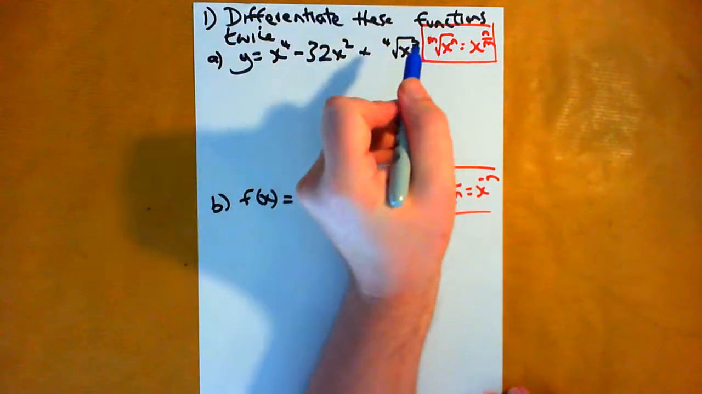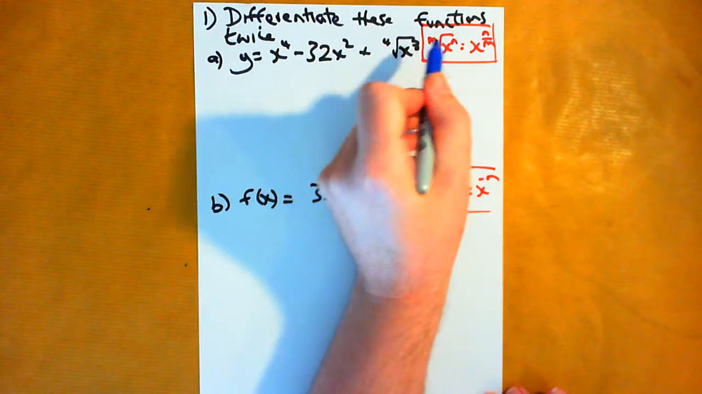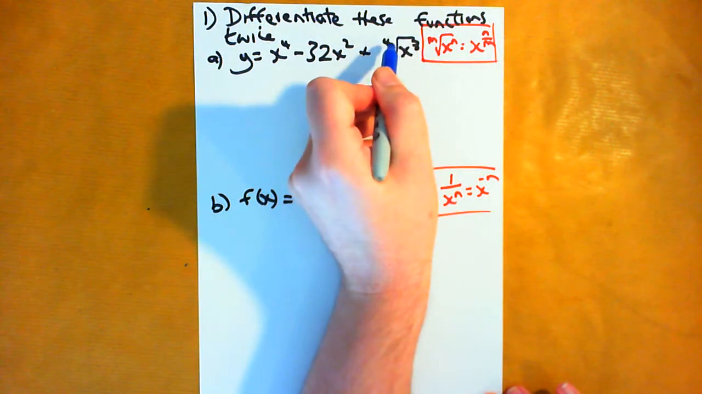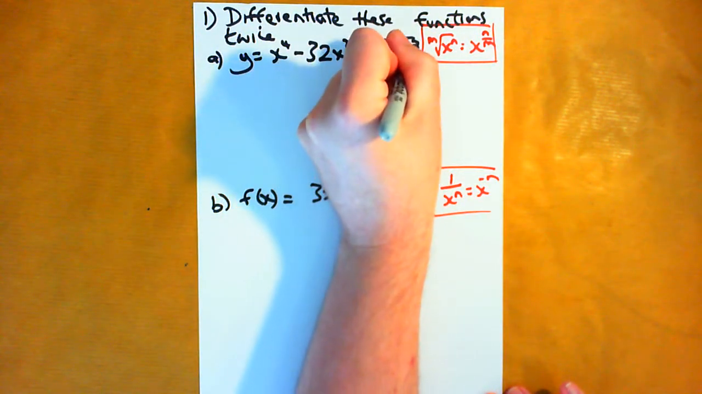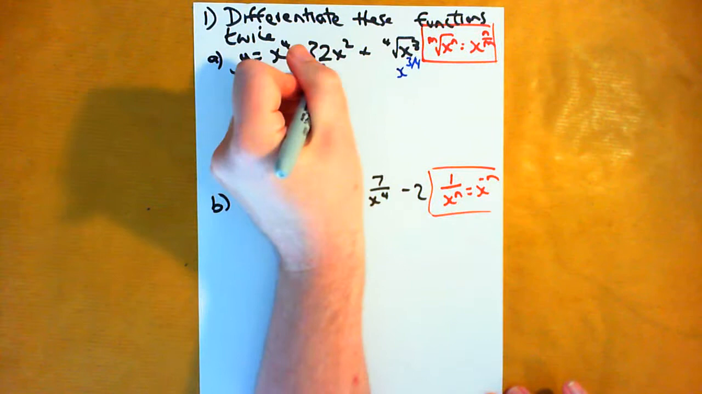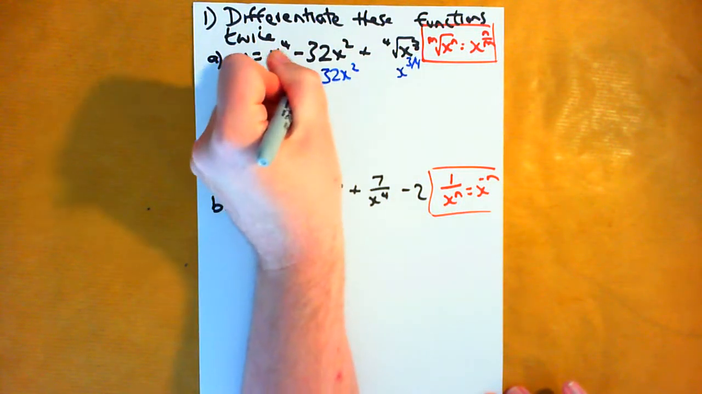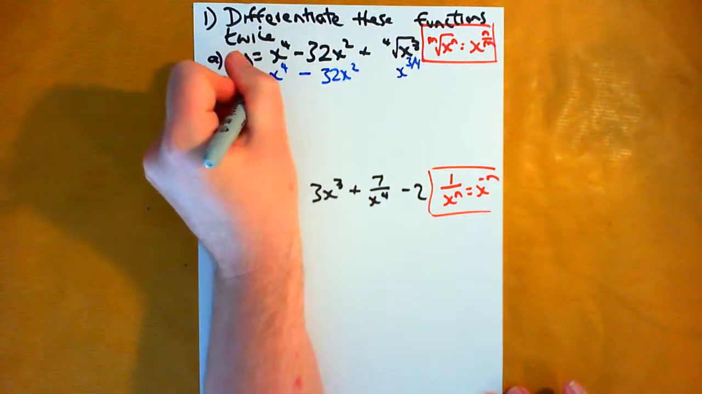So if we use that formula, comparing it to the nth root of x to the m, we can see directly that m is 4 and n is 3. So this is going to be x to the 3/4. So this is 32x squared as a power function already. That's fine to differentiate, as is x to the 4.